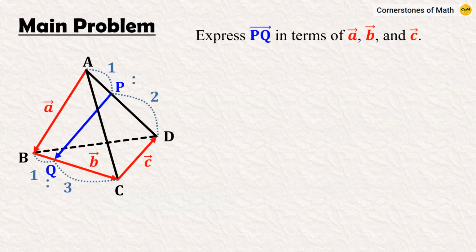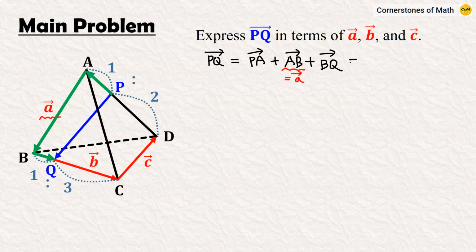Alright, so now let us apply this to our main problem here. Note that vector PQ can be expressed as, if we take this alternate path from P to Q, vector PQ equals vector PA plus vector AB plus vector BQ. And since this vector AB is simply vector A, we can write vector PA plus vector A plus vector BQ. So we have to find these two vectors, PA and BQ.